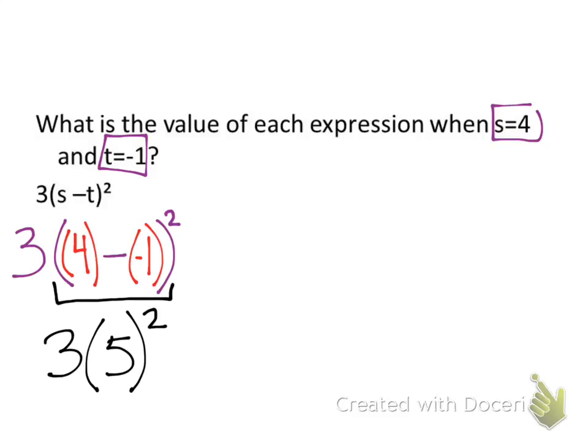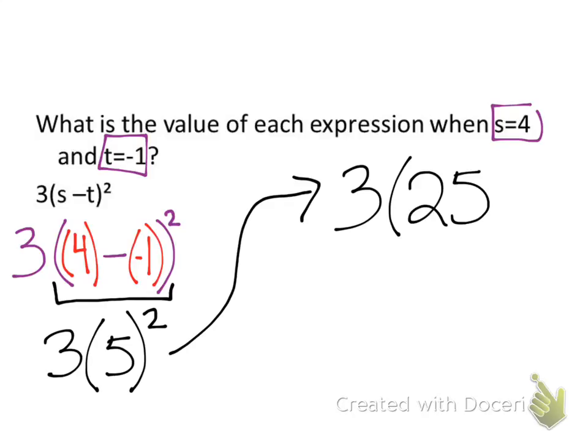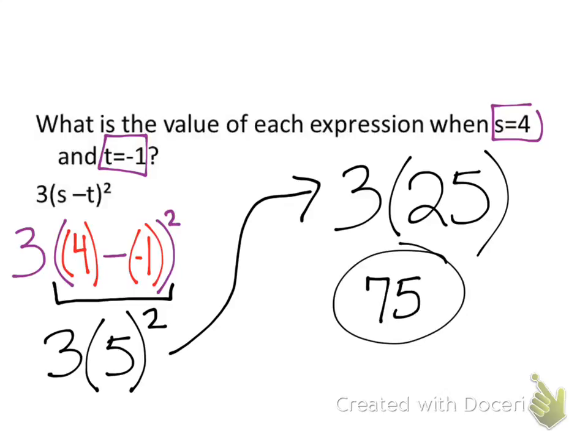So what do we do next? Multiplication or exponents? Exponents. What is 5 squared? 25. What is 3 times 25? 75. So our answer here is 75. Raise your hand if you have a question on this one.